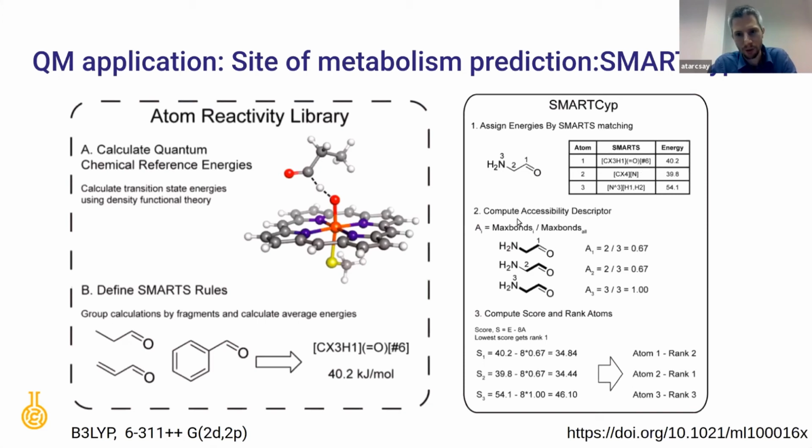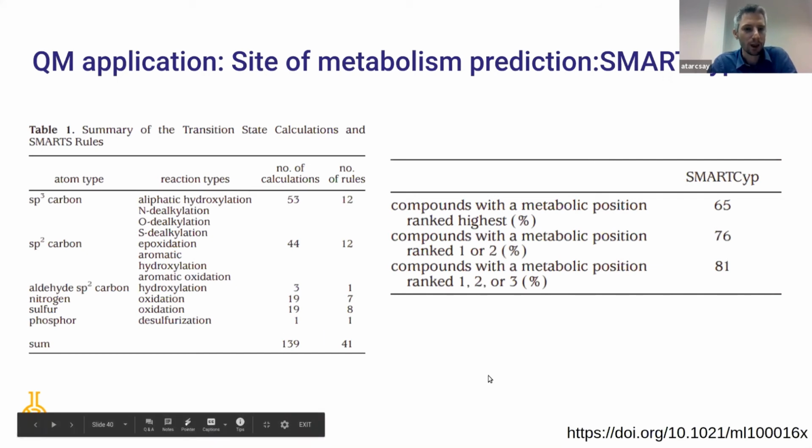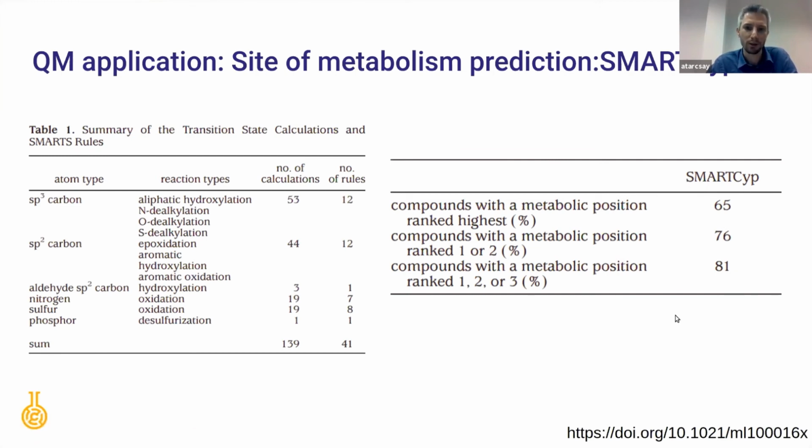derived rules. They also extended this with an accessibility descriptor, where in the graph you will find that particular SMARTS pattern, and build a score out of it. Altogether, almost 140 calculations of the transition states were done, and that resulted in 41 rules. And the SMARTCyp algorithm could predict the metabolic site with the highest rank in 65% of the cases.